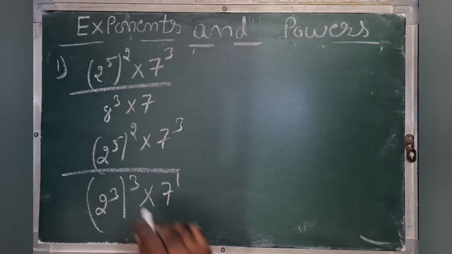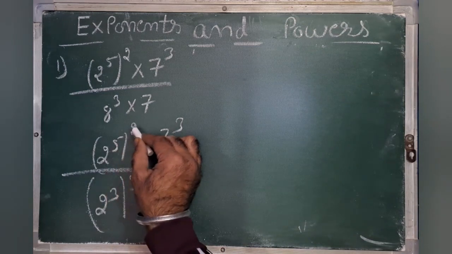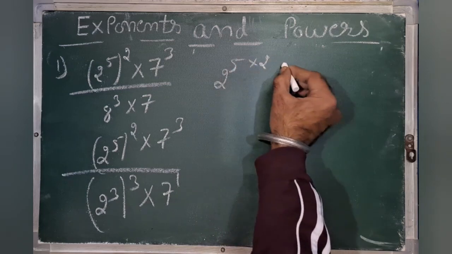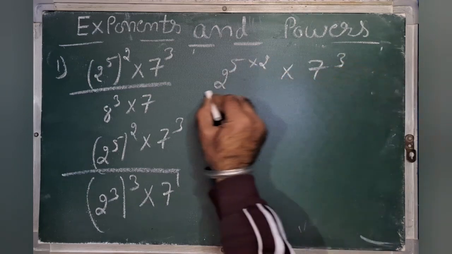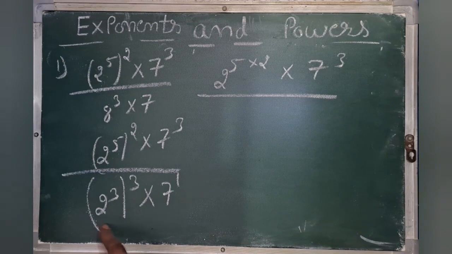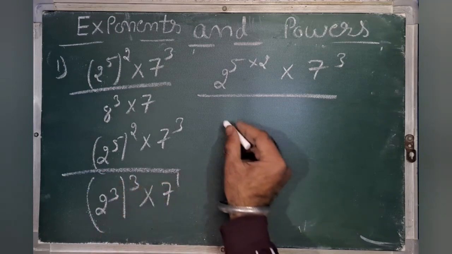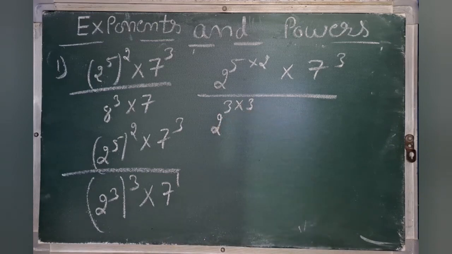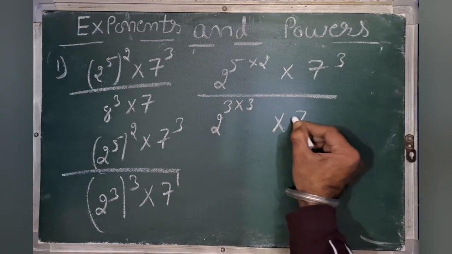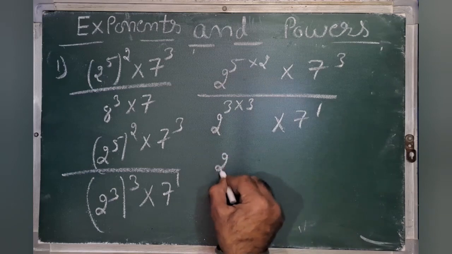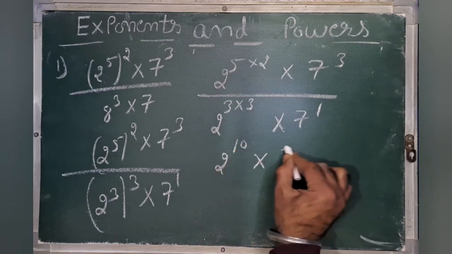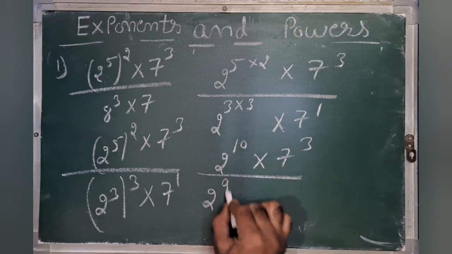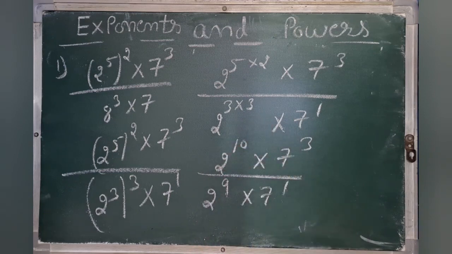So next step, 2 power 5 whole power 2. That means 2 power 5 multiply 2, and 7 power 1 multiply 3. Now same, 2 power 3 whole power 3 means you multiply the powers. Now 7 power 1. So this is 2 power 10 multiply 7 power 3. Now 2 power 3 times 3 is 9, multiply 7 power 1.